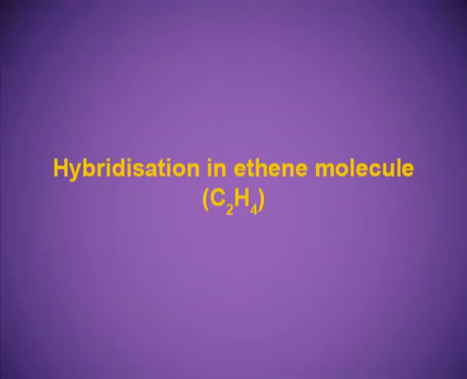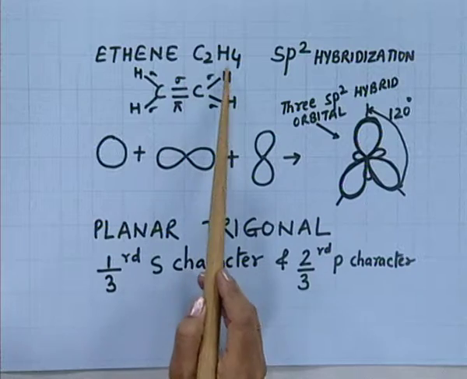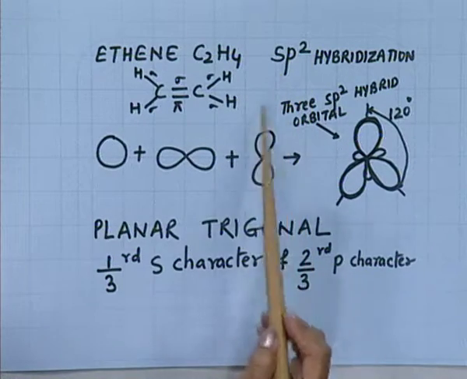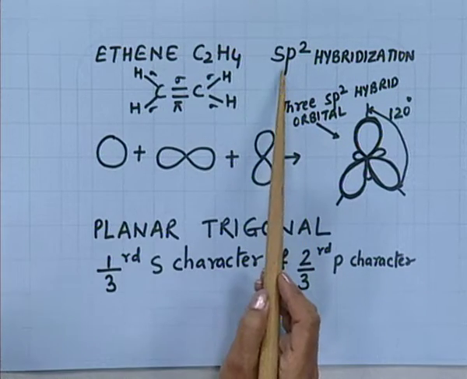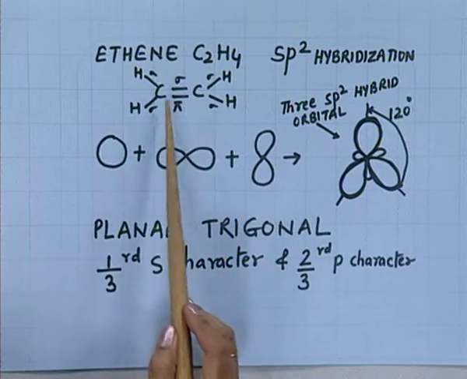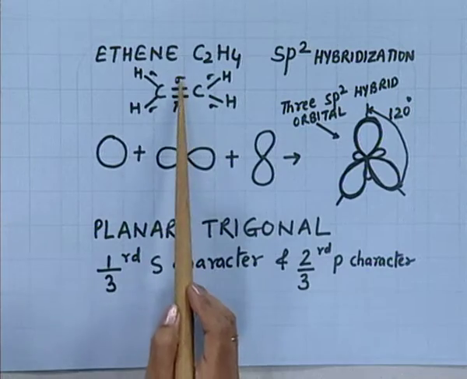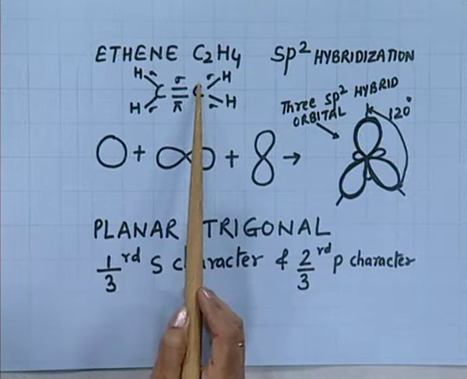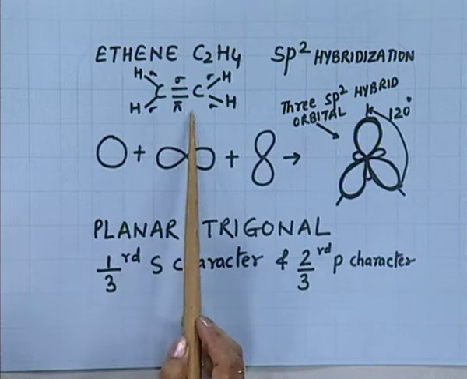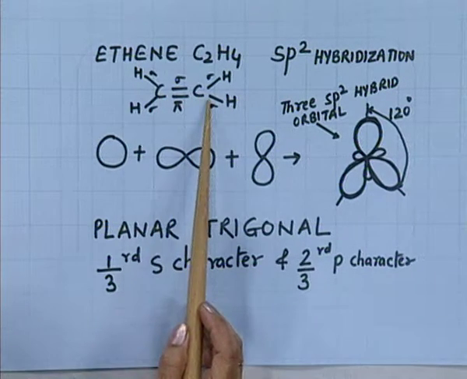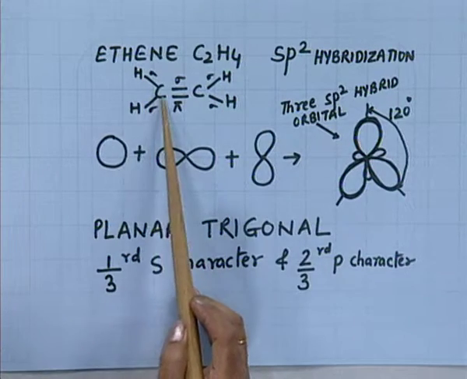Ethene, C2H4. In ethene, the hybridization is sp2. Just now we will see how the hybridization is sp2. In the ethene molecule, between the two carbon atoms, there is one sigma bond and one pi bond. Sigma bond is formed by end-to-end overlapping and pi bond is formed by sideways overlapping. The two carbons are attached to two hydrogens each.